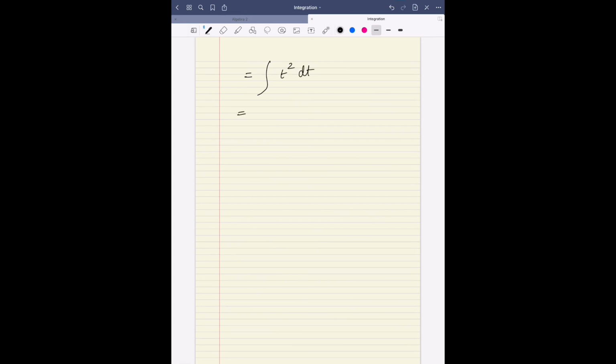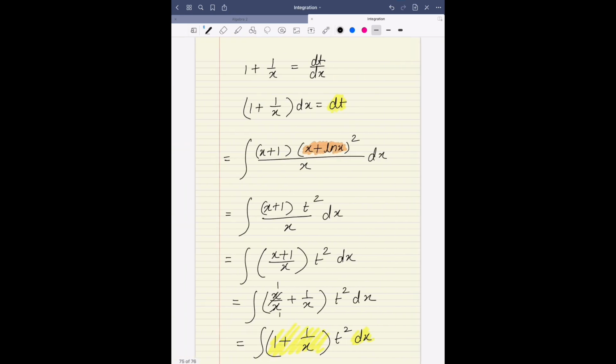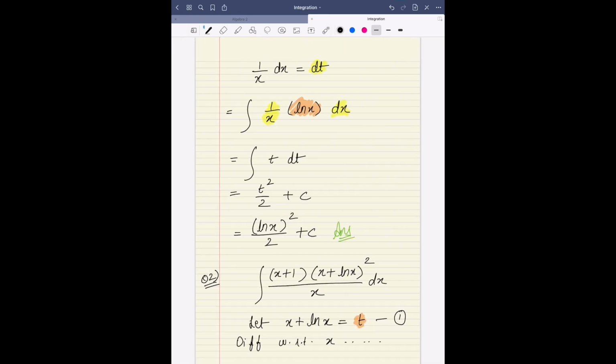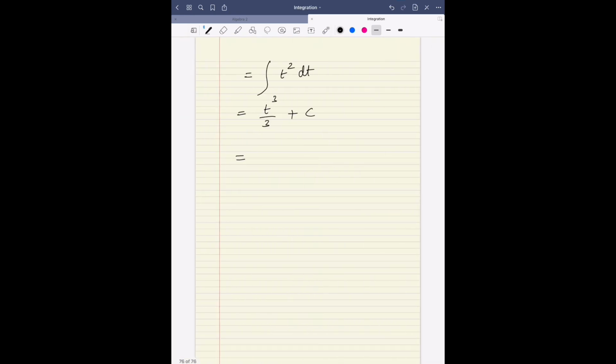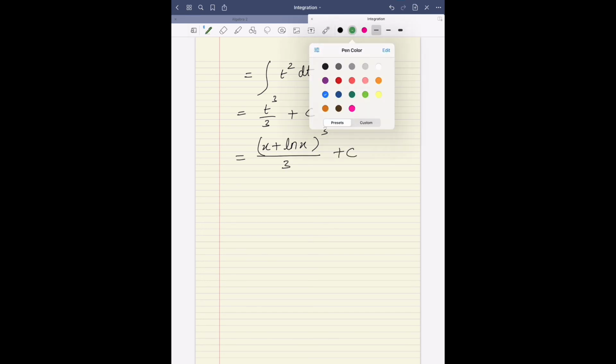That's it. Step 4, integrate, so you get t cube by 3 plus c, and then replace your t from equation 1, which is x plus ln x, back in the final answer. So x plus ln x whole cube by 3 plus c. That is our answer.